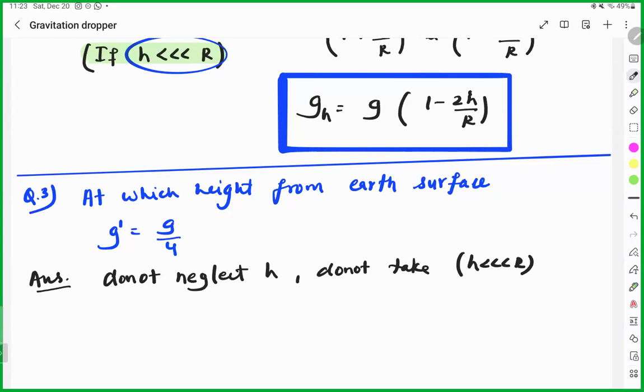Sir, height is equal to R. Height is equal to R. Very good. This is correct.